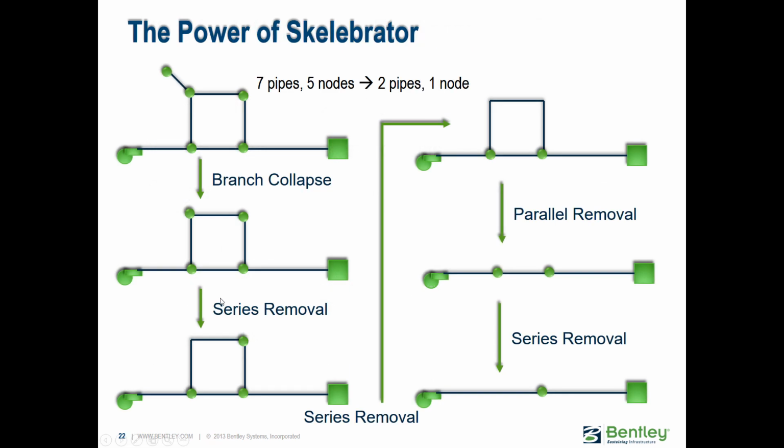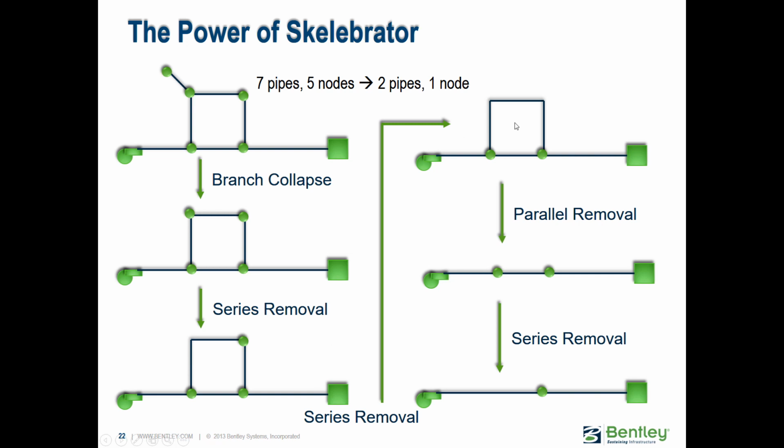So here's another example of the power of Skelebrator. Starting from the left side here, this is an example of an original model. You run a branch collapse that brings this node down to here. Then maybe you do a series pipe removal, and that combines these two pipes that are in series into one, and then back up to the top right.